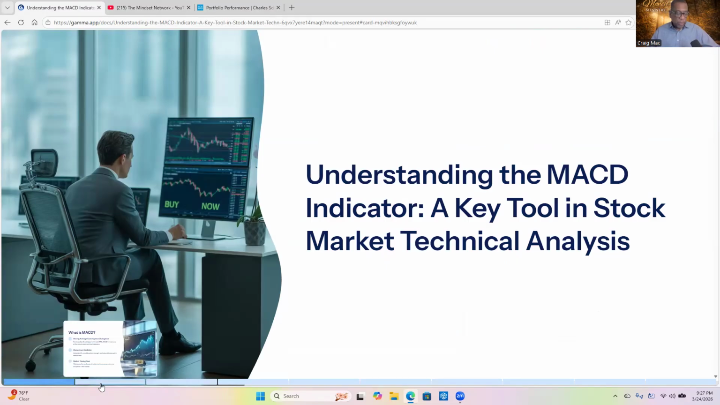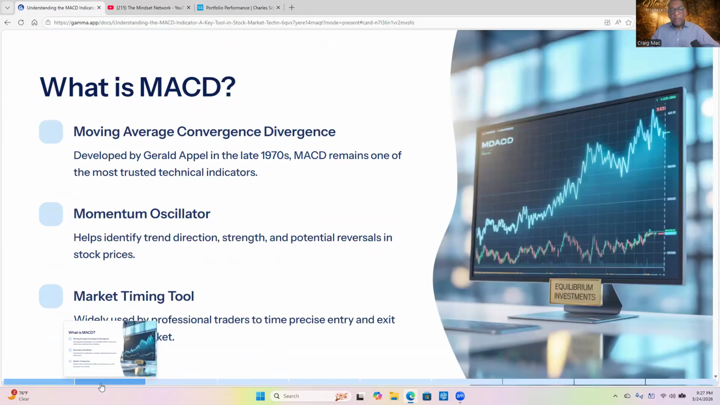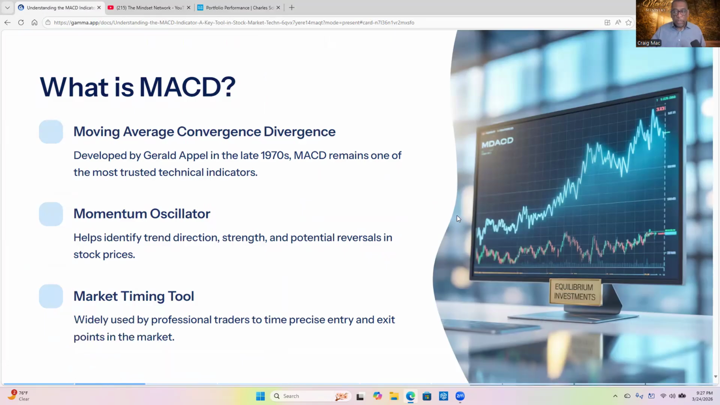MACD is considered one of the most reliable indicators. You should not just look at the MACD by itself. When you're looking at stocks or trying to determine whether or not you're going to buy or sell, or an entry point, you should not just rely on that. You use it along with the other tools that I've discussed with you, and there are some other tools that I'm going to go through as well in this series of technical analysis.